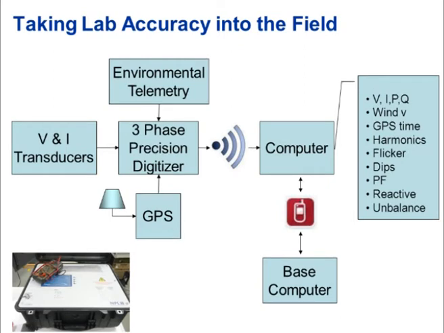It has a GPS interface, so we can use it as a PMU. It has environmental telemetry, so that we can measure things like solar levels and wind speed and so forth. And all of this can be controlled via the 3G network back at base. So what I'm going to do now is show you some of the work we've done with this unit in the last year or so.